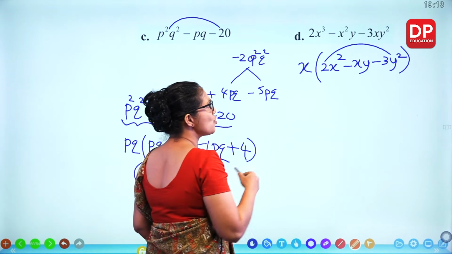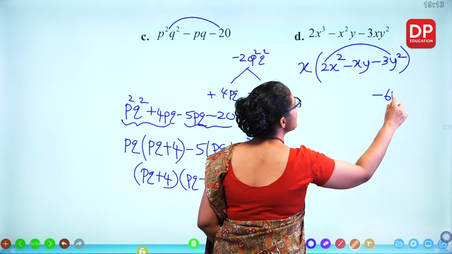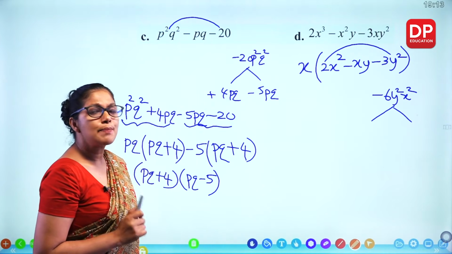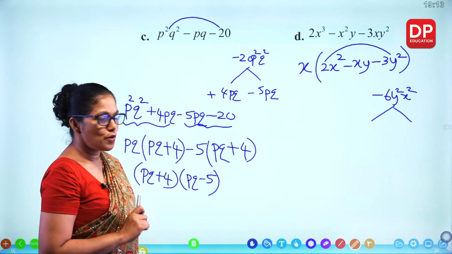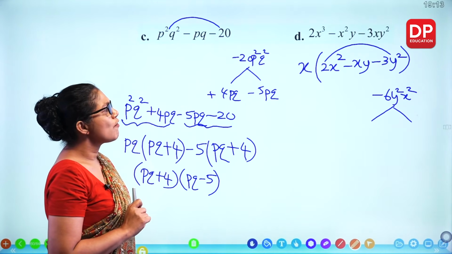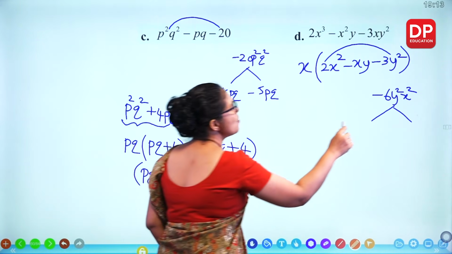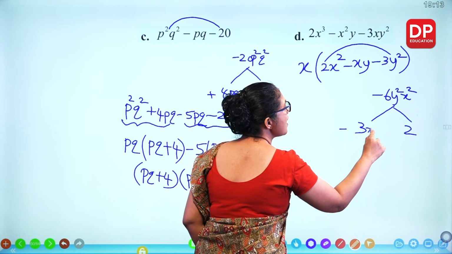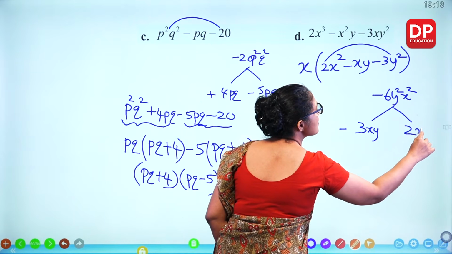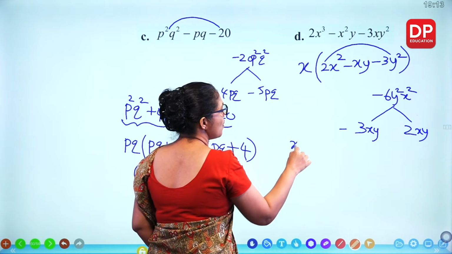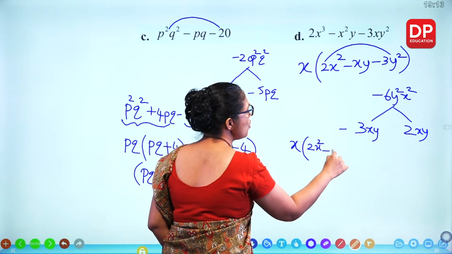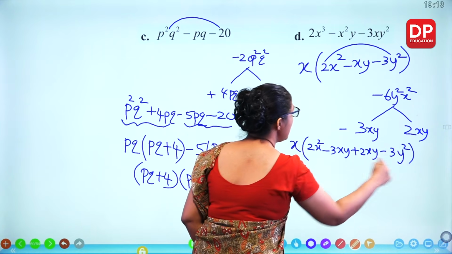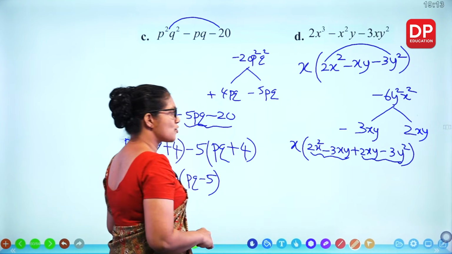So multiply these two. 2 and minus 3 becomes minus 6 x squared y squared. Try to find out the factors. The middle term is minus, so that means the larger number should be negative. So what are the factors of minus 6? You know that's 3 and 2. So bigger number should be negative. So I can write minus 3xy and plus 2xy. So here I can split the middle term to minus 3xy plus 2xy. And then first two separately, last two separately.